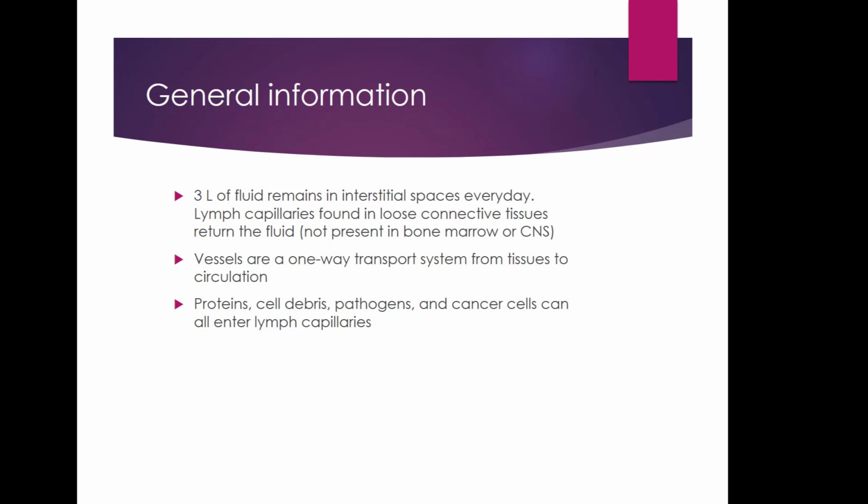So these vessels are a one-way transport system. They will start in the tissues and they will return back to circulation. They'll return back to the subclavian veins, which I'll show you in just a little bit. And because they are super permeable, anything that's in their interstitial fluid will have the ability to get into lymph circulation.